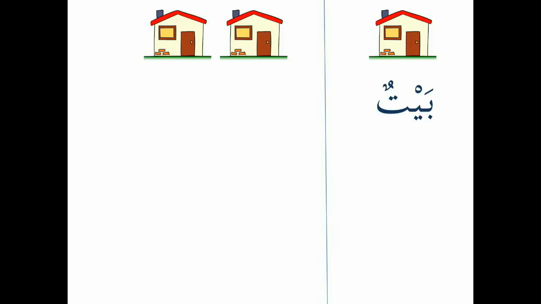2 pens are called qalamani and qalamaini. What do you think 2 houses are going to be called? Baitani, Baitaini. You with me? So what's Baitani? Two houses. Baitaini, two houses. Let's say Baitani, Baitaini. Again. What did I add to the word bait? Ani, Aini. I add Ani, Aini.